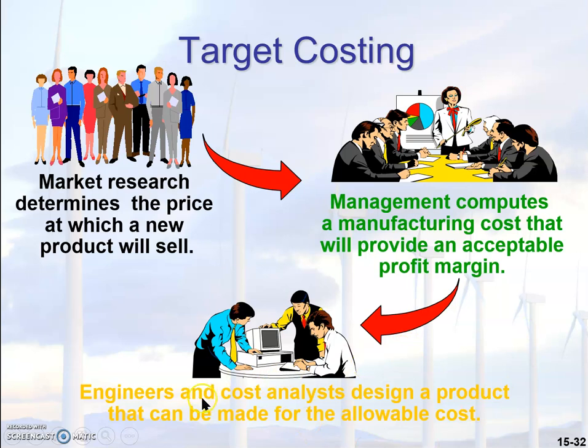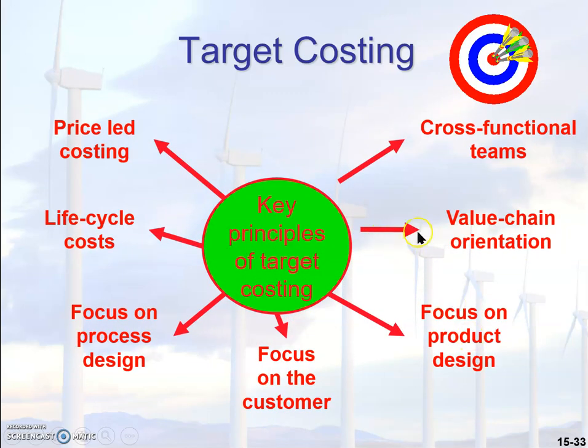Okay. And then engineers and cost analysts will design a product that can be made for the allowable cost. So it's like we are starting off with the selling price, and then we minus the profit margin, and then we get to the targeted cost. This targeted cost would be provided to the engineers so that they will design the product that would meet the targeted profit. For target costing to be applied, there are several key principles.